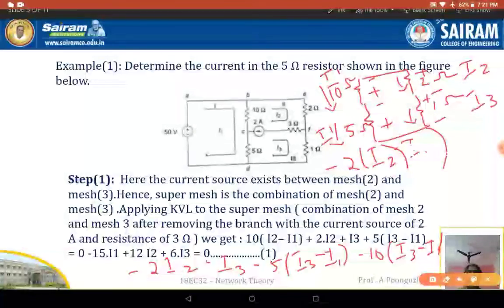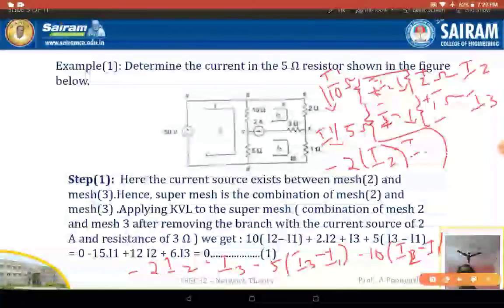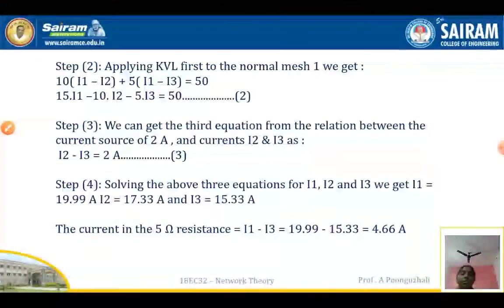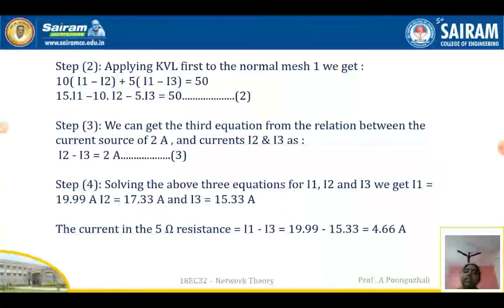So in this equation, it is your I2 minus I1 here. Current entering through this, here it is I2, here it is your I3. So it is minus 5 into I3 minus I1 plus 2 into I2 plus I3 is equal to 0. If I simplify this, I will get the first equation. The second equation, I have already shown you how to derive it. And next is the third equation.